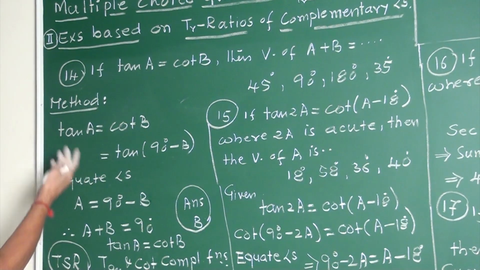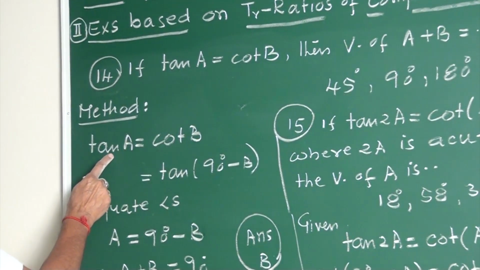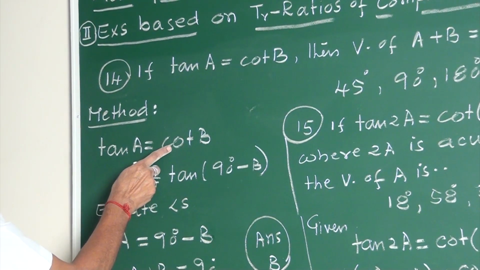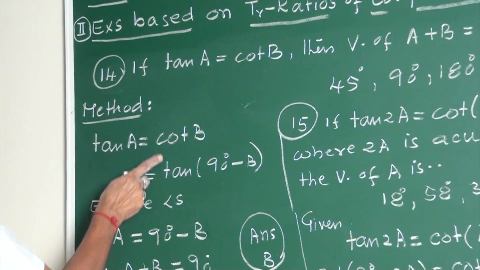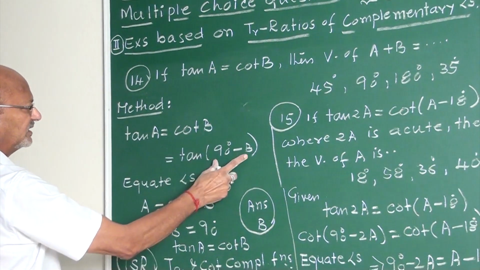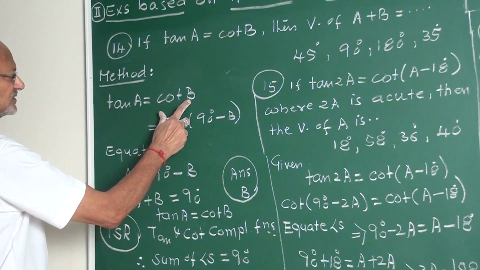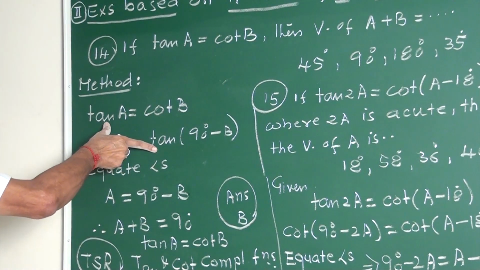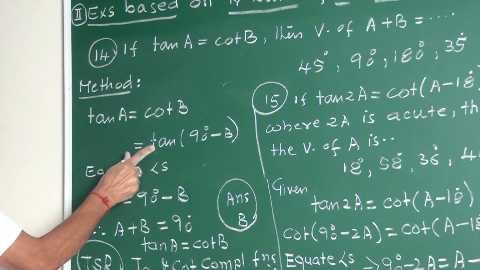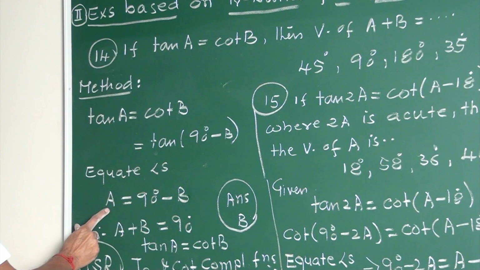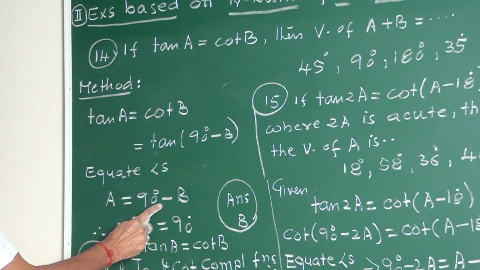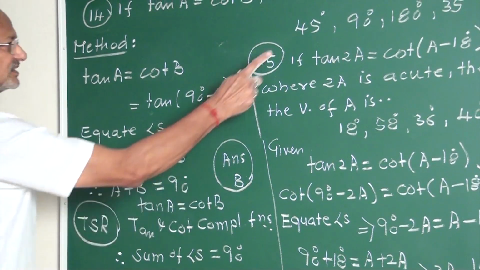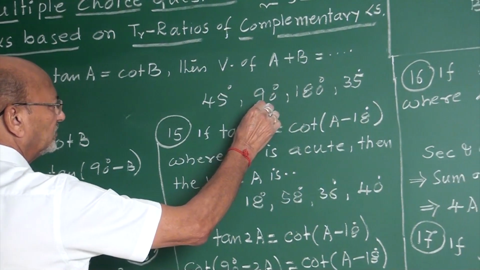Given a direct method, this is not a TSR, direct method. Given tan A equal to cot B, change cot to tan. If we change from cot to tan, replace angle by 90 minus the angle. Now tan both sides are same. Equate the angles. Angle in LHS equal to angle in RHS. A plus B is 90 degrees. Answer is B, my friend.